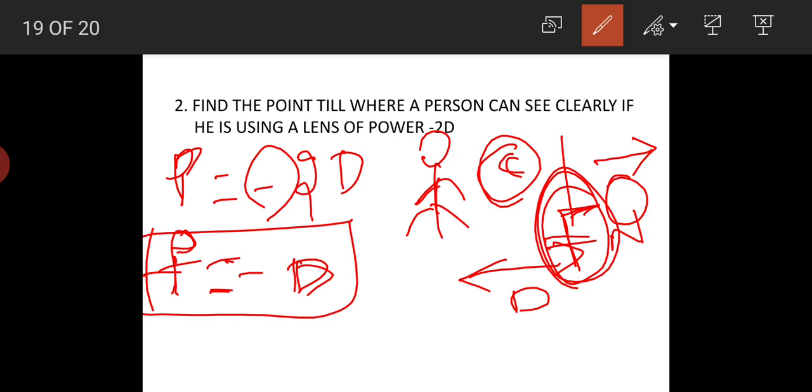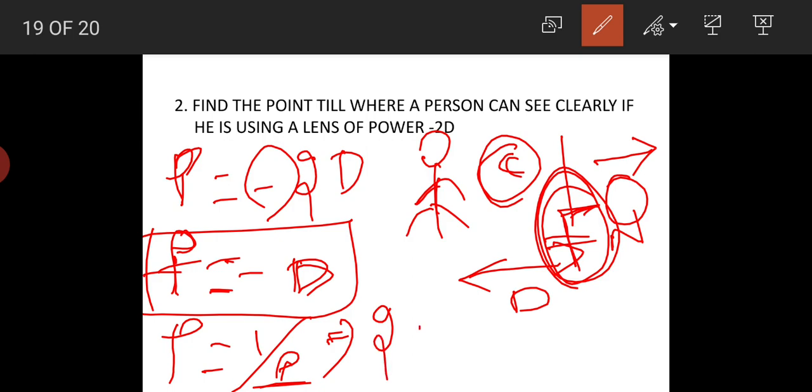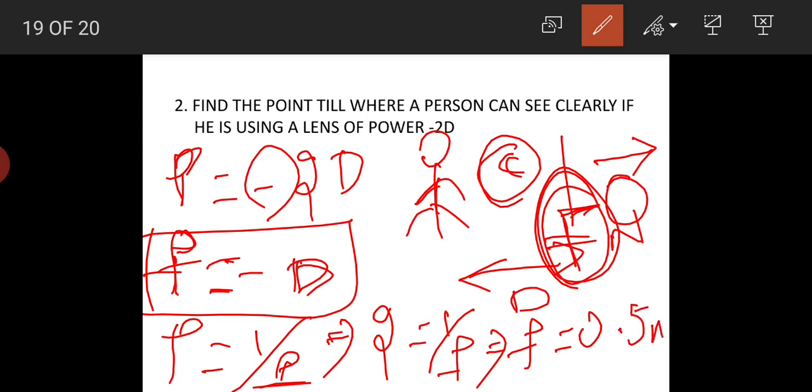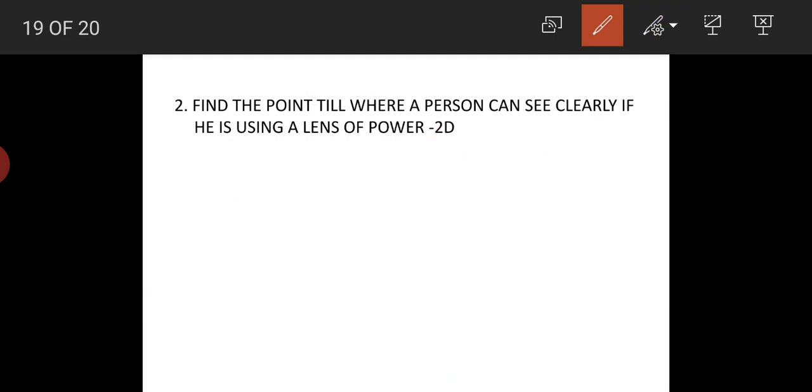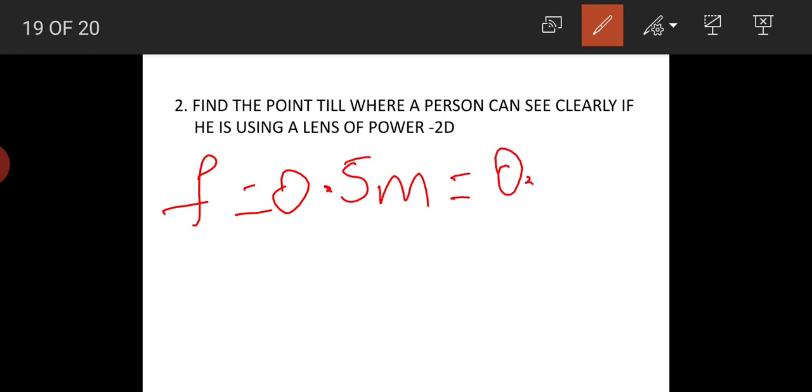In order to find F, we know that power is equal to 1 by F, and power is given as 2 is equal to 1 by F, and F is equal to 1 by 2, that is 0.5 meters, but we need F in centimeters. So F is equal to 0.5 meters. In order to get centimeters, multiply with 100. 0.5 into 100 is 50 centimeters.